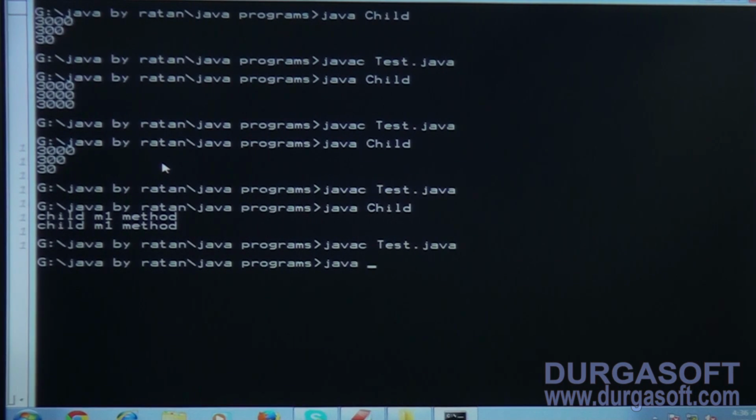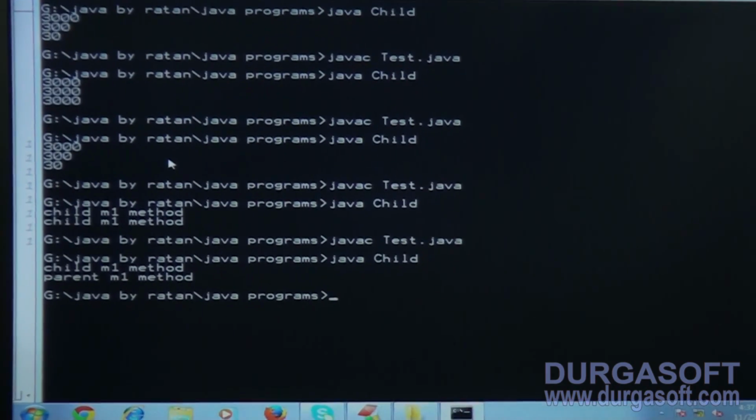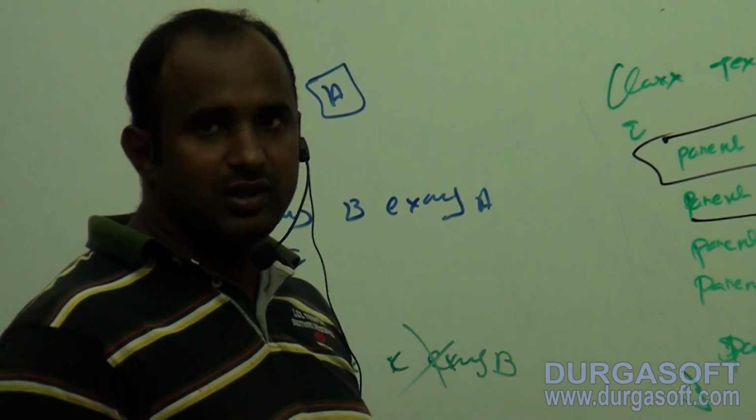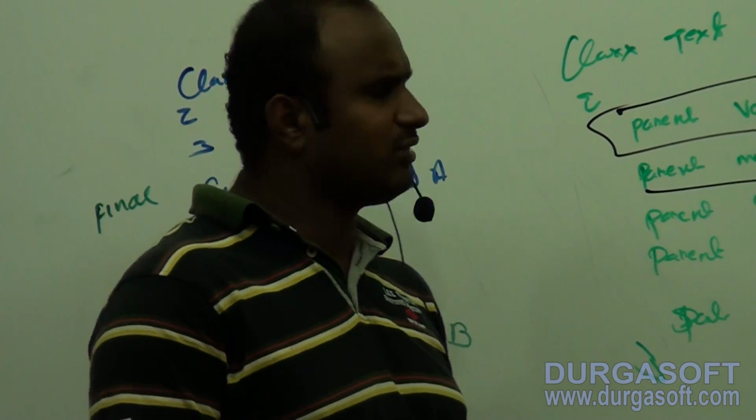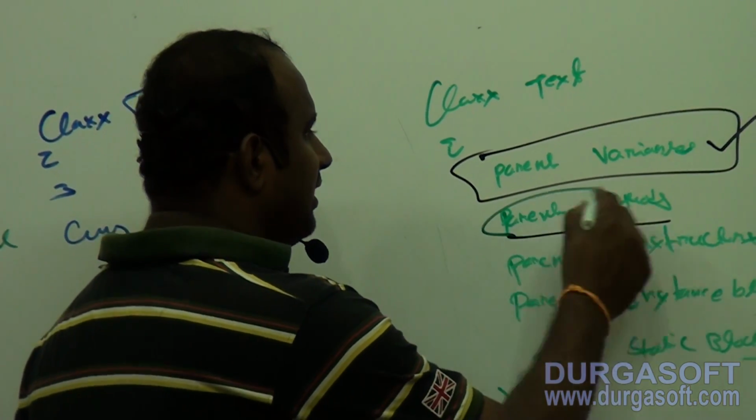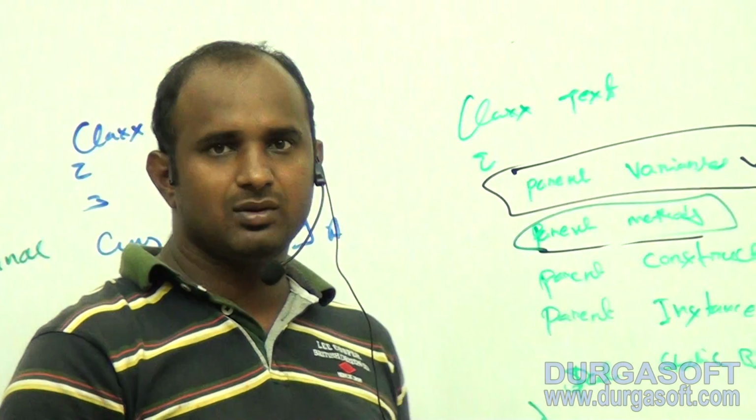Code is compiled. Java, which class contains the main method here? Child class contains the main method. Please check once here. Child class m1 is printed and parent class m1 is printed. So point is clear. This is the representation of parent class methods. So here we completed parent class variables. The simple points: parent class variables and parent class methods are also completed.